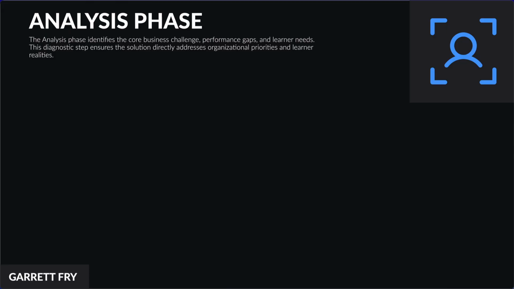The analysis phase allows us to really hone in on the core business challenges, performance gaps, and learner needs. It's going to allow us to align ourselves with the organizational priorities and the learner realities. Now, we've already input data during our project setup phase, which has resulted in an AI-generated project information document. We're going to use this L&D department reviewed and stakeholder approved document as our input.